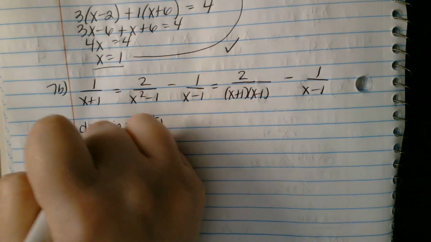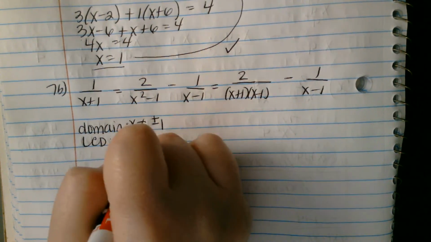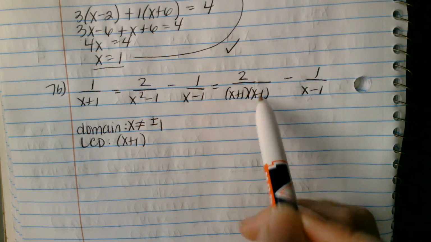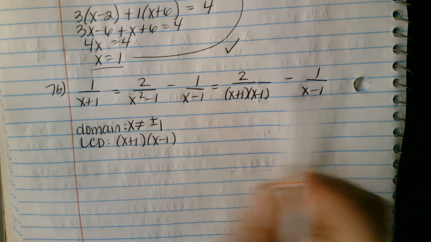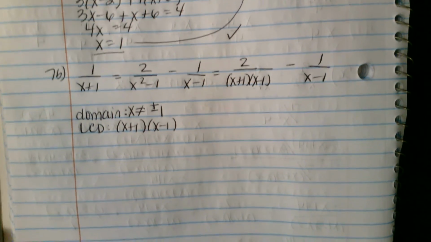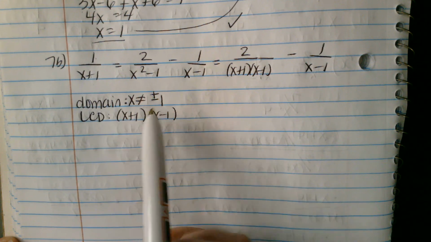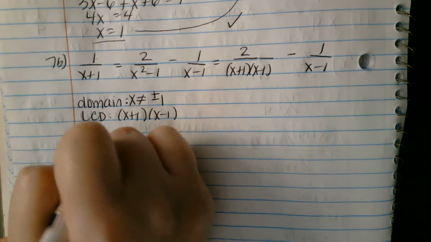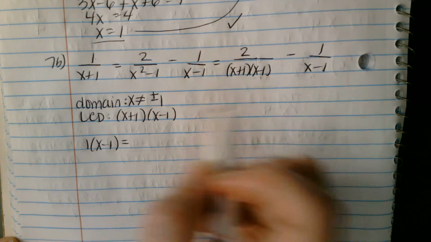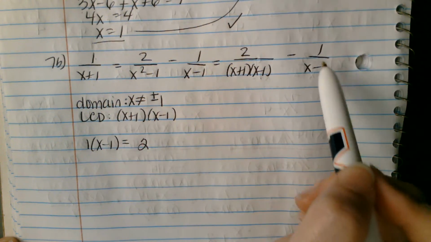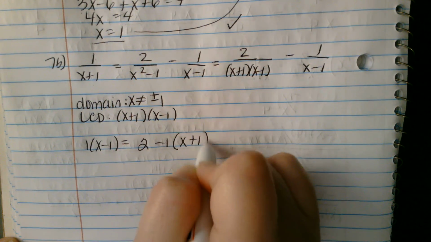Okay, finding the least common denominator. Starting with my first fraction, x plus 1. My second fraction is missing the x minus 1. My third one already has an x minus 1, so this is it. So multiply the 1 by what's missing, which is the x minus 1. Then multiply the 2 by what's missing, which is nothing, so it just becomes a 2. And multiply the 1 by what's missing, which is the x plus 1.